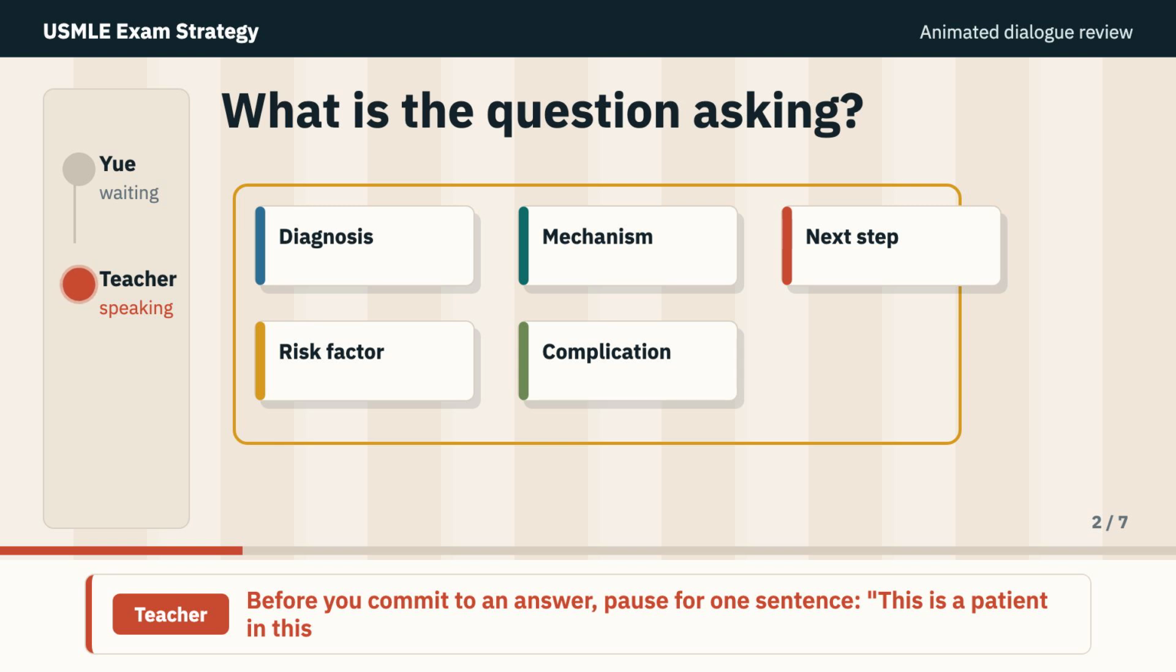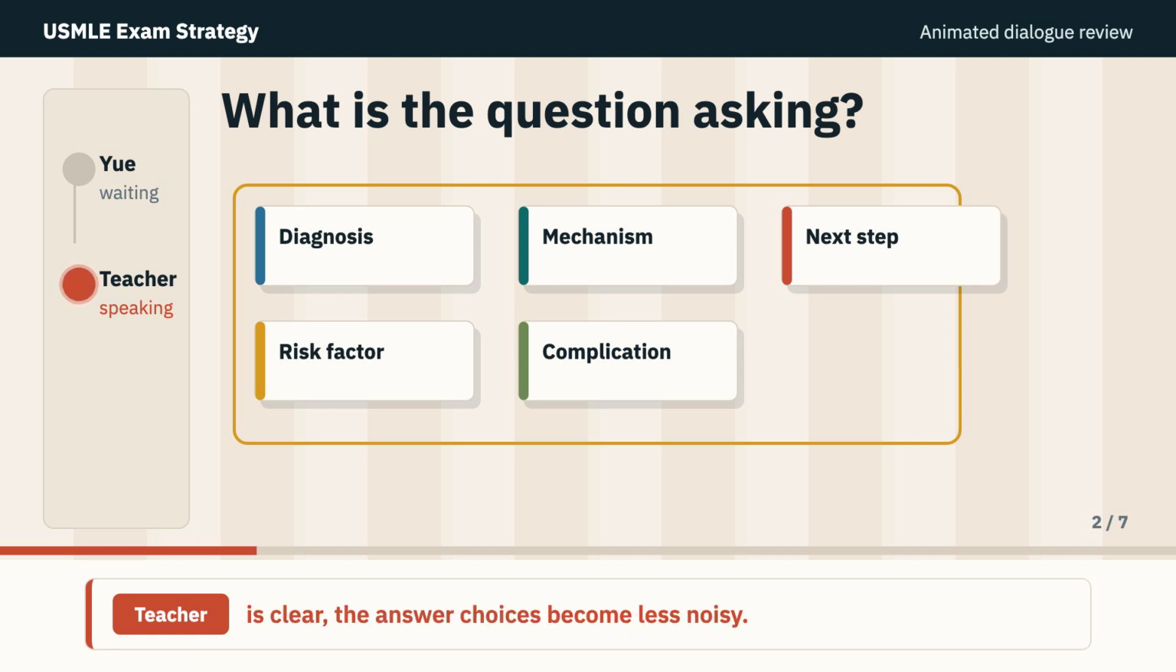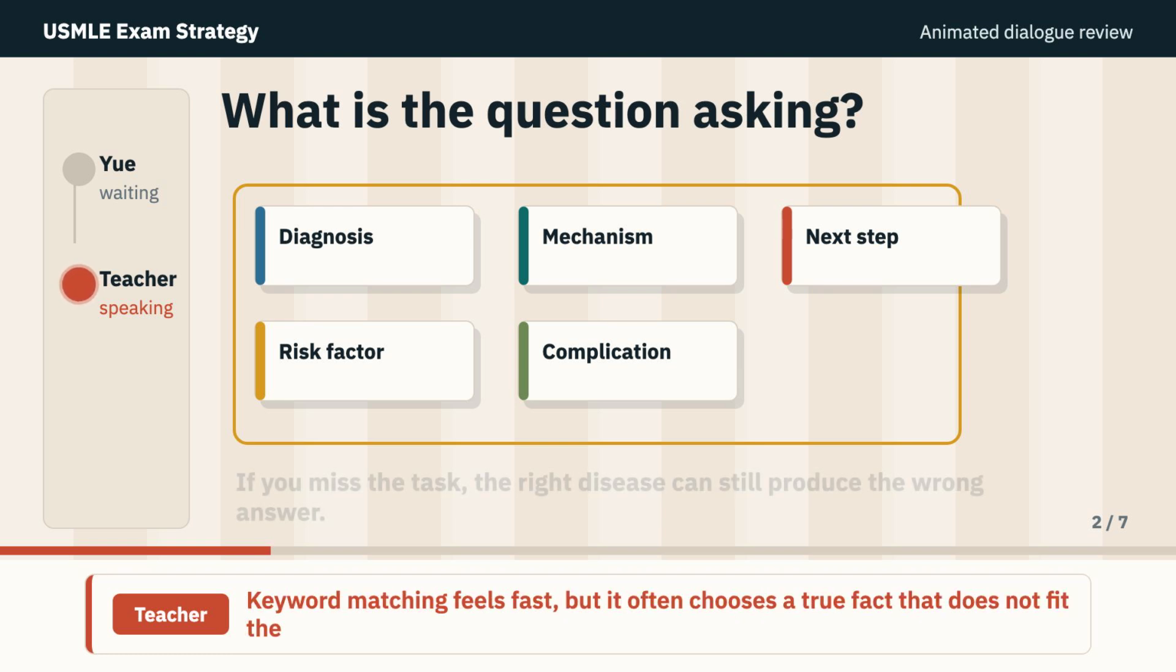This is a patient in this setting, with this level of urgency, and the question is asking this task. If that sentence is clear, the answer choices become less noisy. If that sentence is not clear, you are more likely to chase a keyword. Keyword matching feels fast, but it often chooses a true fact that does not fit the patient.